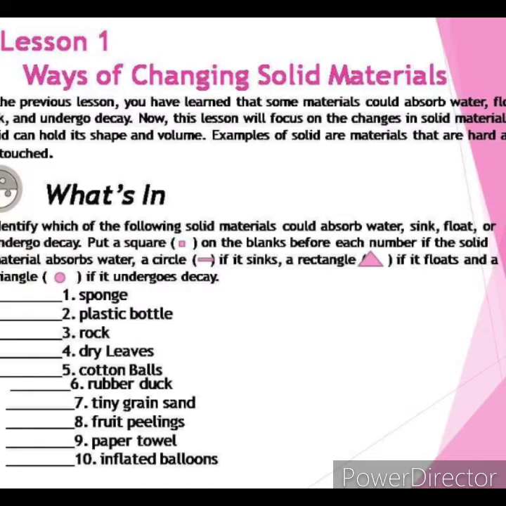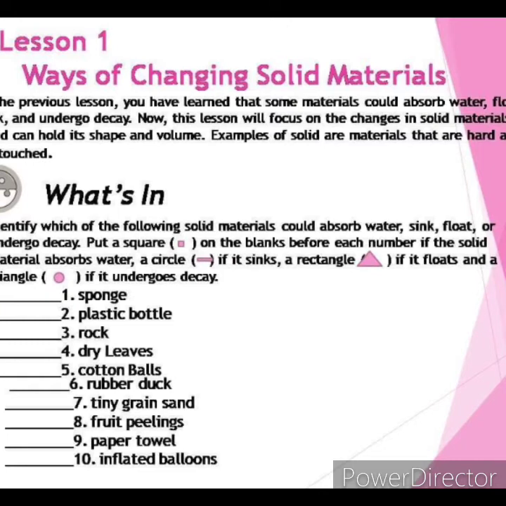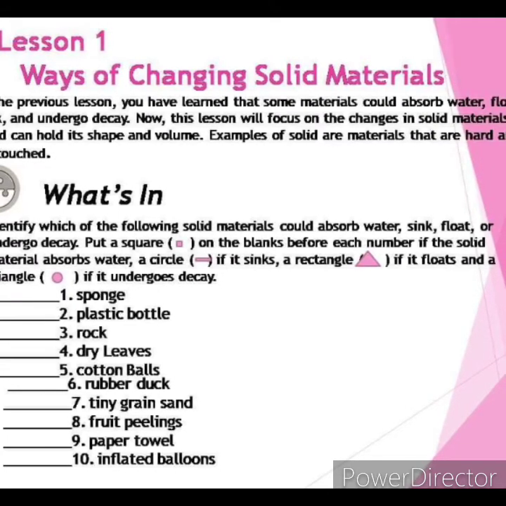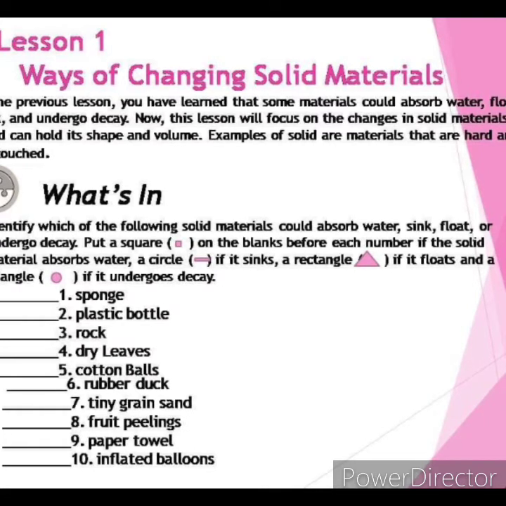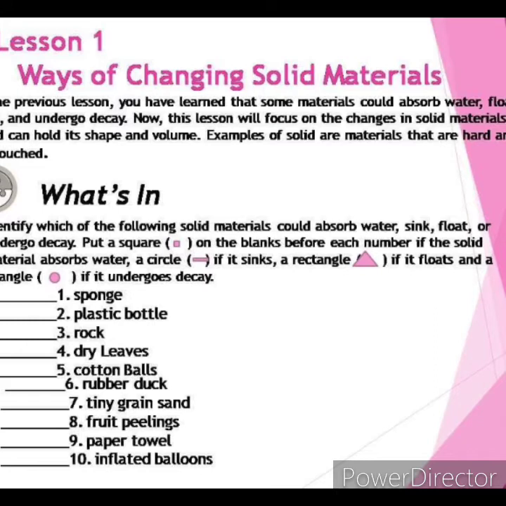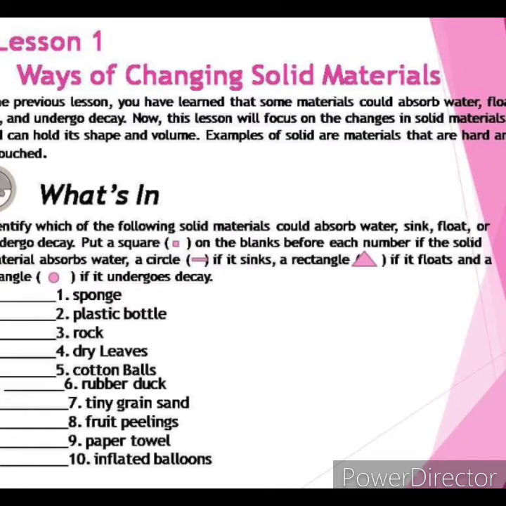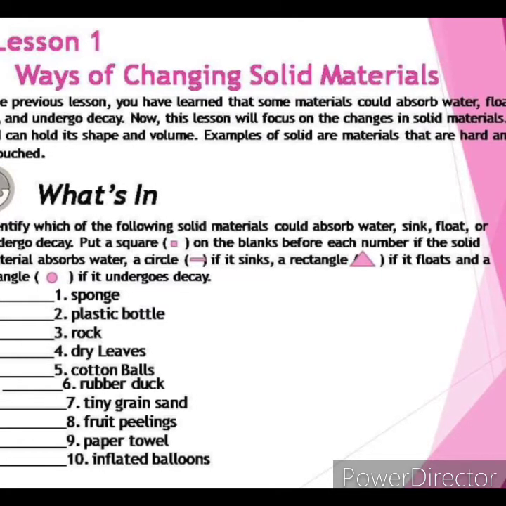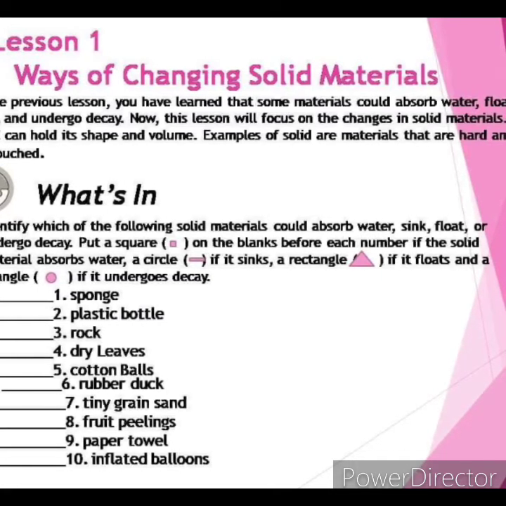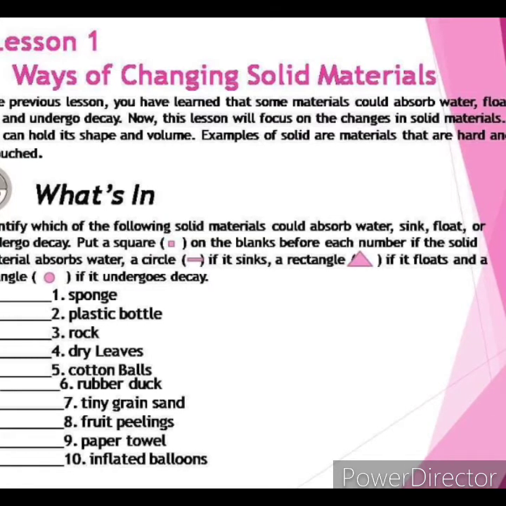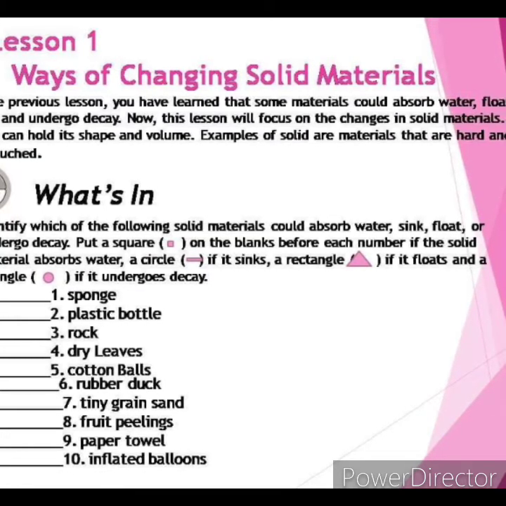So let us now proceed to our lesson, which is the ways of changing solid materials. In the previous lesson, we have learned that some materials could absorb water, float, sink, and undergo decay. Now this lesson will focus on the changes of the solid materials. Solid can hold its shape and volume. Examples of solid are materials that are hard and can be touched.